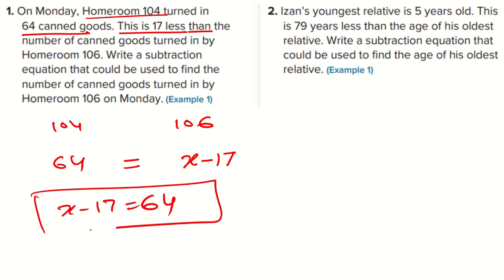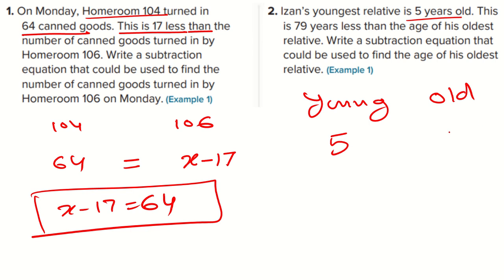This is the answer. Now next is Izan's youngest relative is 5 years old. This is 79 years less than the age of his oldest relative. So this is youngest and this is oldest. Okay. So youngest is 5 and oldest I am taking as x. So 79 years less than the oldest one. So this is the subtraction equation, x minus 79 equal to.